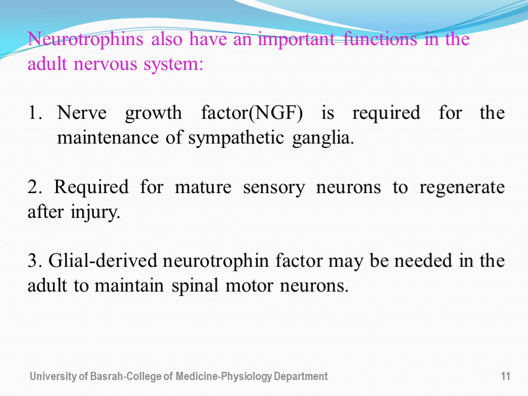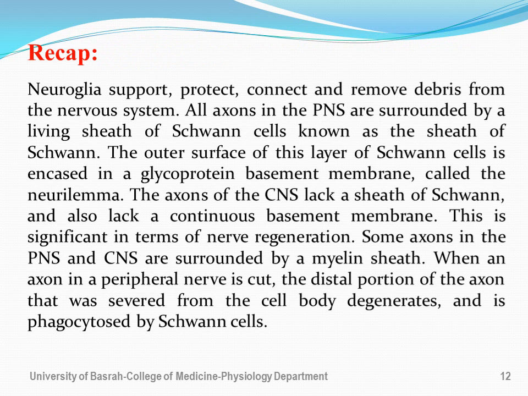طبعا neurotrophins also play very important functions in the adult nervous system. For example, عندنا nerve growth factor is required for the maintenance of the sympathetic ganglia, and required for the mature sensory neuron to regenerate after injury. Glial derived neurotrophic factor may be needed in the adult to maintain the spinal motor neurons.